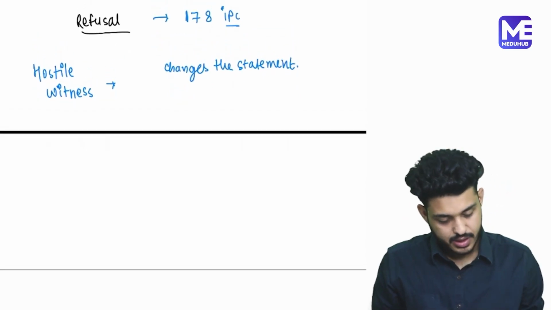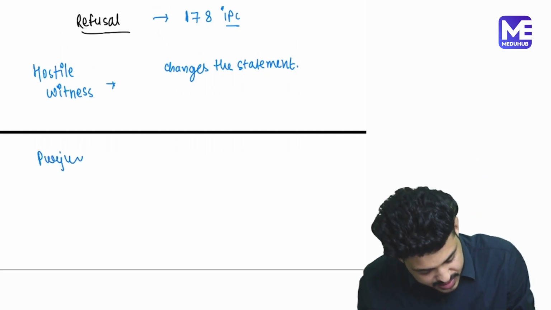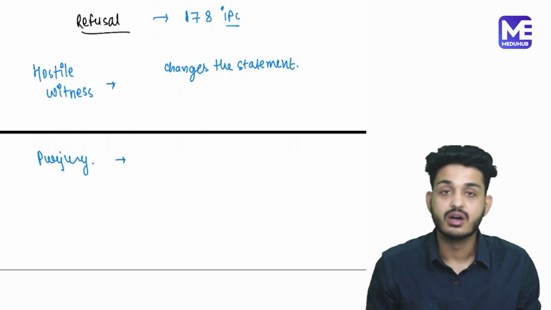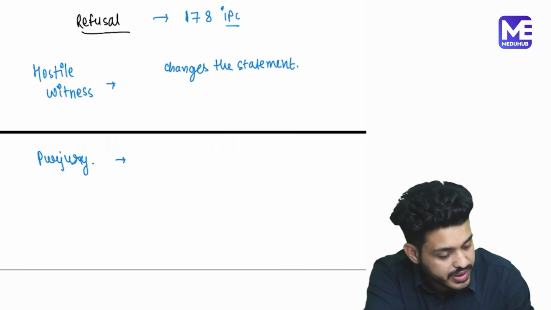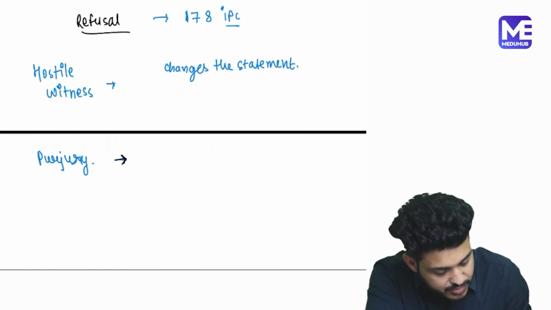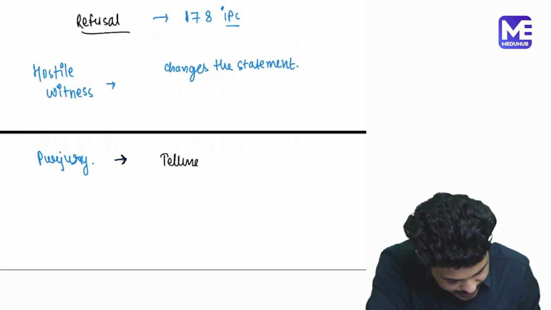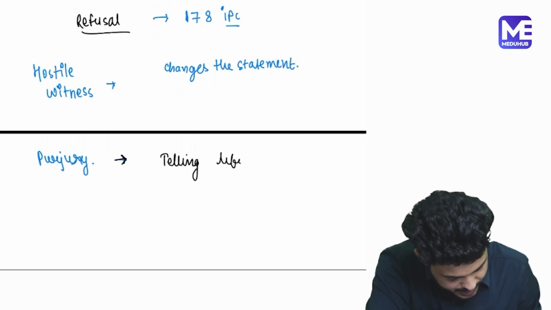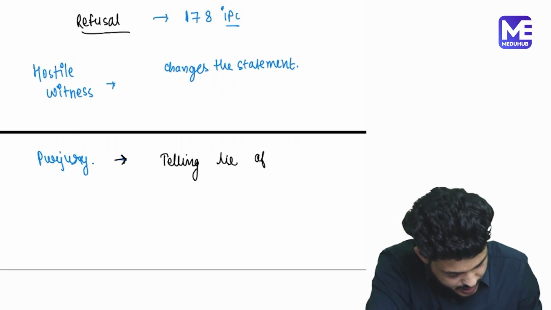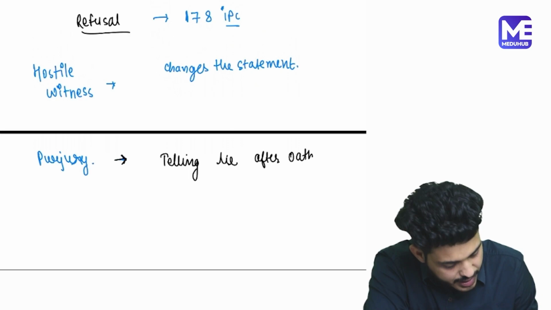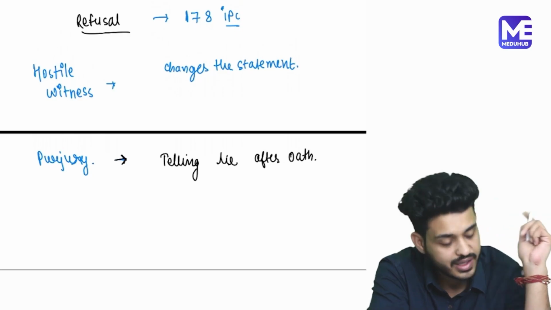Let's talk about perjury. What is the meaning of perjury? There are certain miscellaneous terms left, and they have been asked in the exam, so we are doing them. Perjury is telling a lie after taking the oath, and it is punishable.